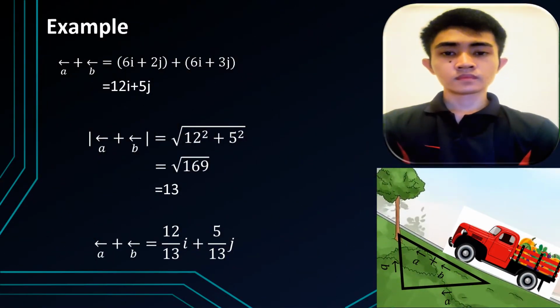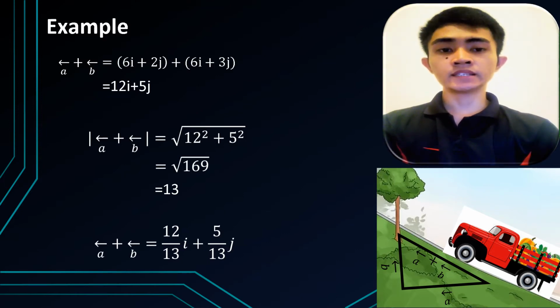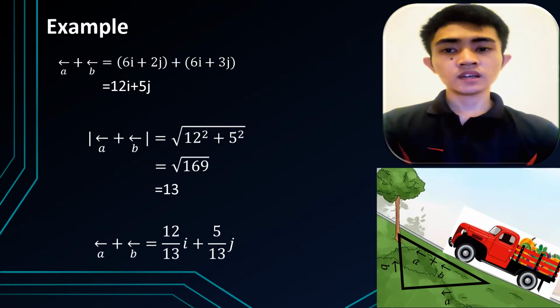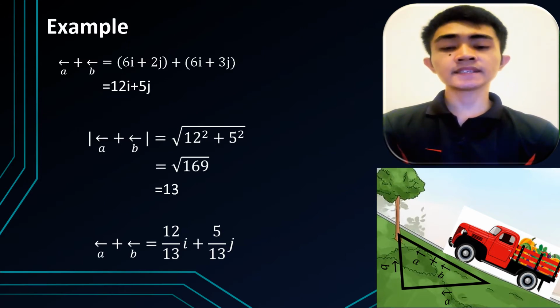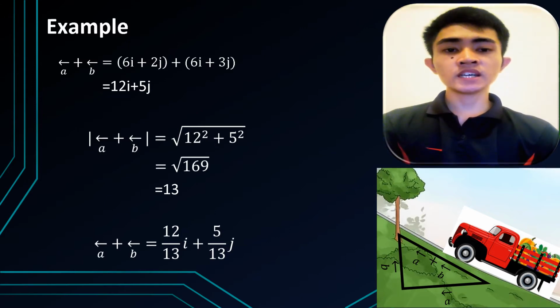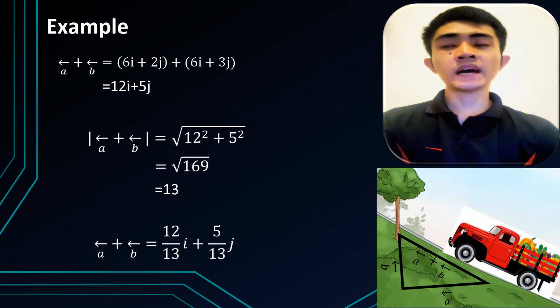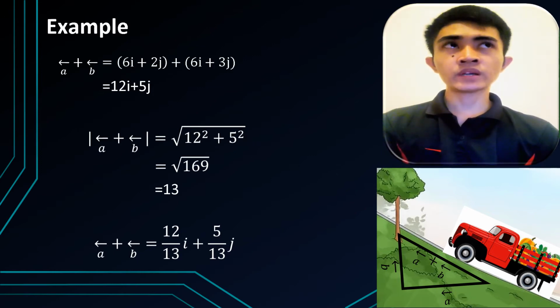First, you need to find a plus b, for which you will get the answer 12i plus 5j. Next, you need to find the magnitude, for which you will get the answer 13. Using both of the answers, you can find the unit vector, which is 12/13 i plus 5/13 j.